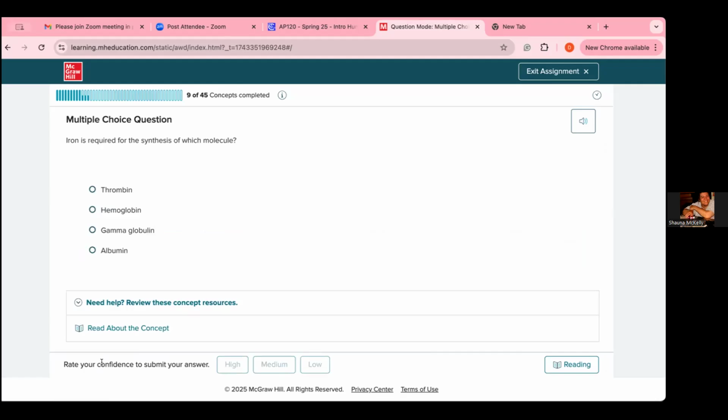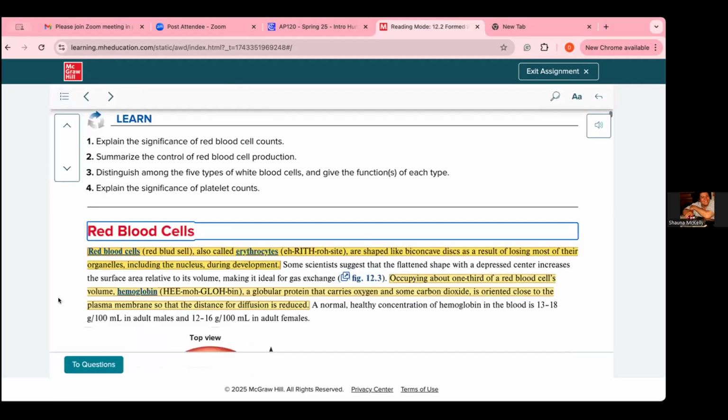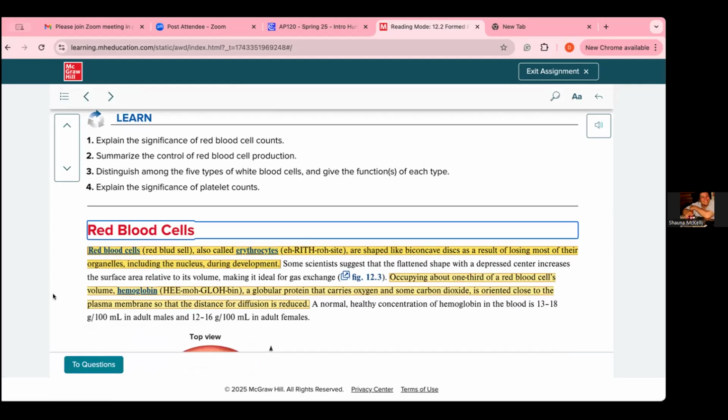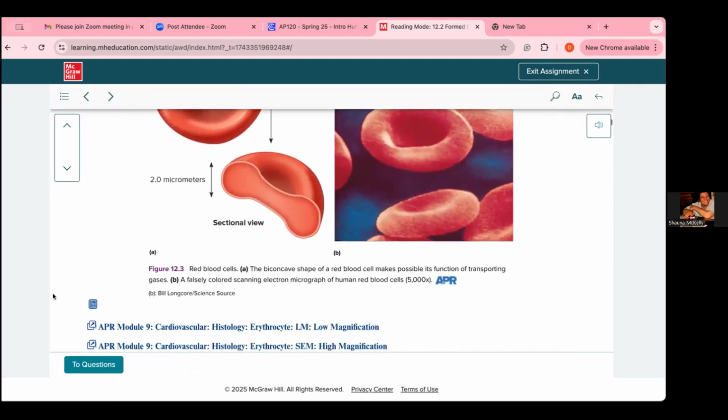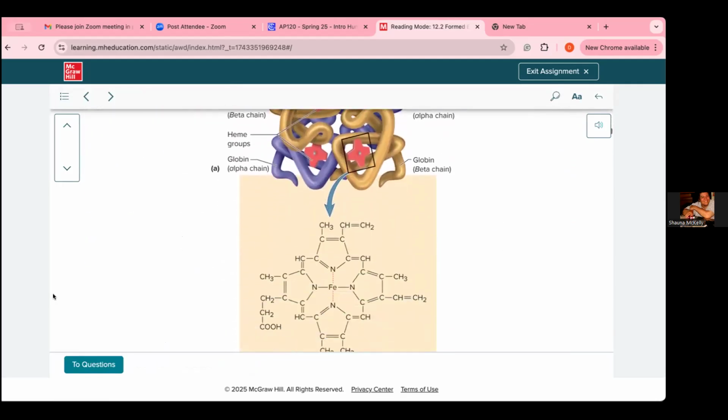Okay, so now iron is required for the synthesis of hemoglobin. We read about that when we read about vitamins, but let's look it up. I'm pretty sure when we were reading about vitamins, it said that. Scroll down. It's in the section on when you get to vitamins.